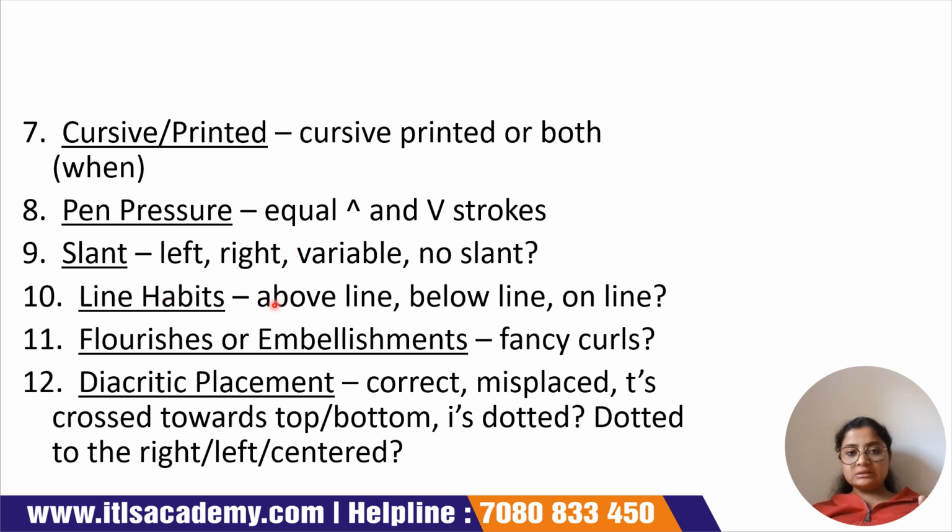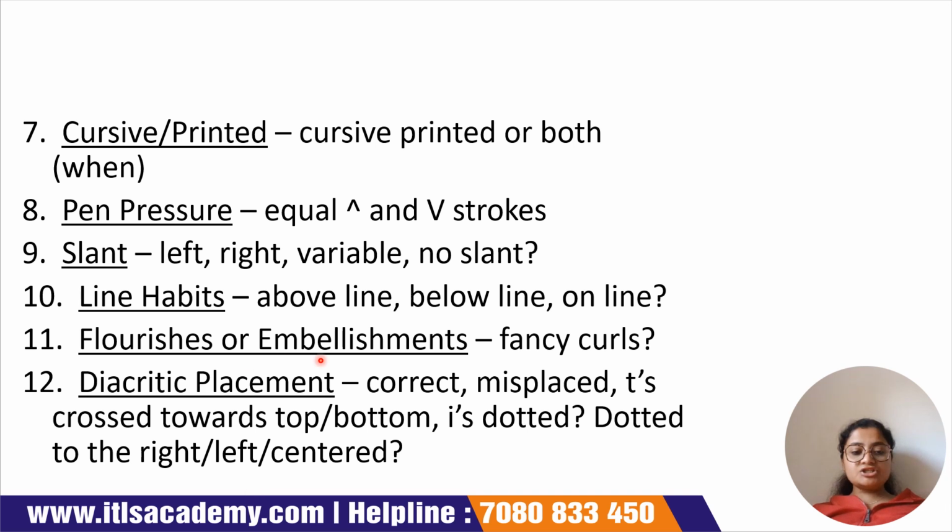Ninth will be slant. How is the slant of the handwriting? Left, right, variable, or there is no slant? Slant means what kind of bending it is. It's bending towards the right hand side or the left hand side, or is totally upright. That is the slant. Tenth will be line habits. Above line, below line, on line. Now this will be applicable only if the handwriting is written on a ruled paper. If it's written on a blank paper, then also somehow we can make it out, but it will be easier if it's a ruled paper. Then we can easily make out whether the line has been crossed, or it's written above the line, below the line, or on the line.